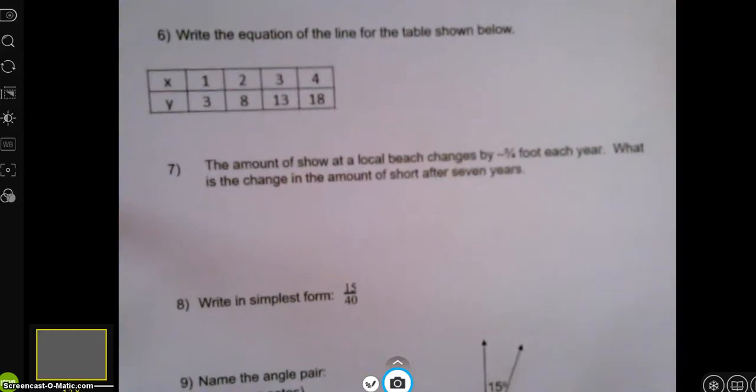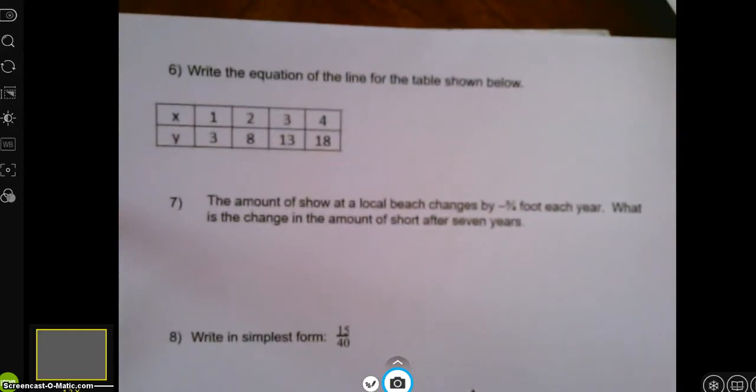Hey guys, we are going to continue practice sheet number 20. So we're going to do number 6 together. We were definitely struggling on some of this in the test. It says write the equation of the line for the table shown below.